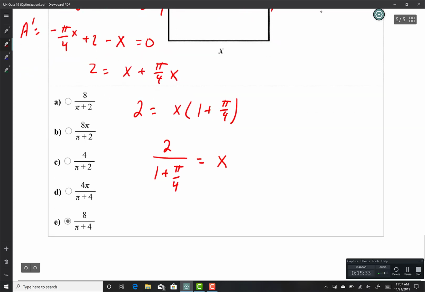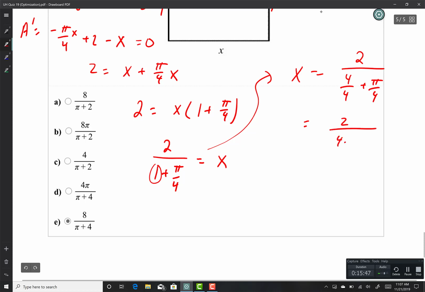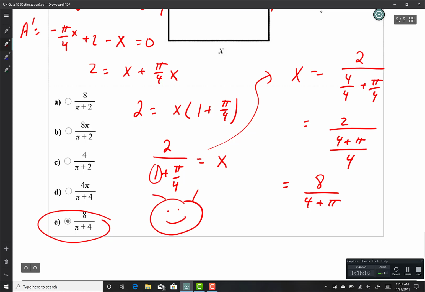Now, look, you don't have it written that way. So I'm going to turn that 1 into 4 over 4. So here we go, guys. X equals 2 over 4 over 4 plus pi over 4. So 2 over 4 plus pi over 4. Keep, change, flip. 4 times 2 is 8. So 8 over 4 plus pi. And we look for that answer. If you can do that, guys, and you understand it, then I think you're in really good shape.